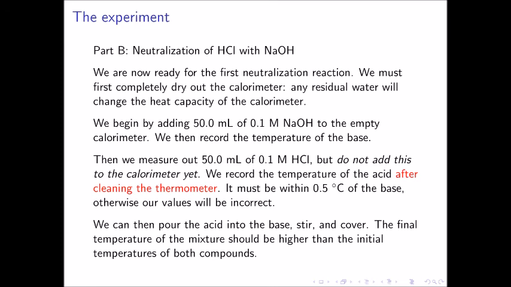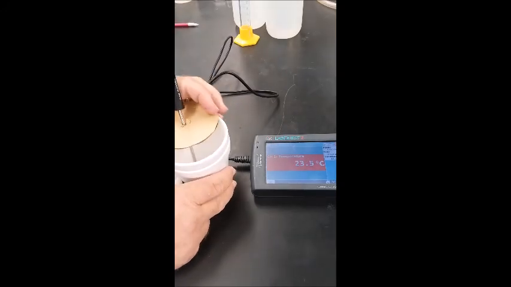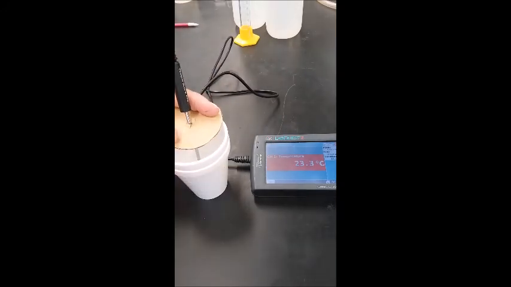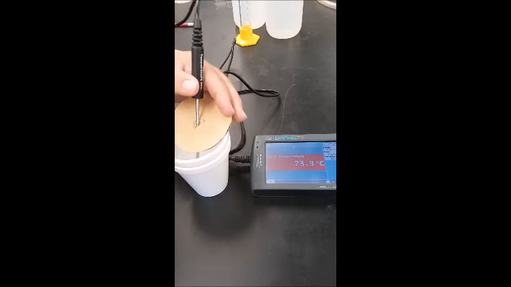Next, we pour the acid into the base, give it a stir, and cover it. The final temperature of the mixture as it reacts should be higher than the initial temperatures of both compounds. Here we begin by measuring the temperature of the hydrochloric acid. It's 23.5 degrees. After wiping off the thermometer, I place it into the base and measure its temperature. The temperature of the base is found to be 23.2 degrees, which is within the 0.5 degrees Celsius limit. We now carefully pour in the acid, give it a stir, and cap it.